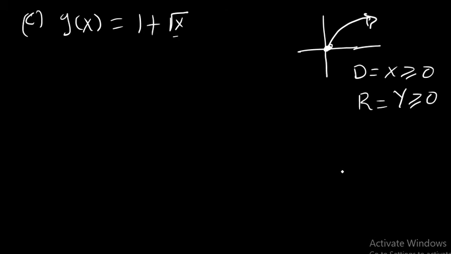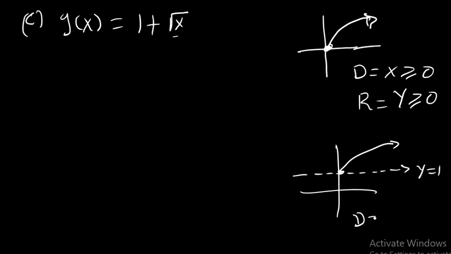When it is 1 plus, we need to move the bending point 1 unit up. It will be the same character, but the horizontal asymptote here will be y is equal to 1. So the domain is x greater or equal to 0, but the range is y greater or equal to 1, above 1. Here it was bending from the x-axis, but here it starts from y equal to 1. So still it's one-to-one. By the horizontal line test, we can check it's a one-to-one function. Therefore, let's find the inverse.